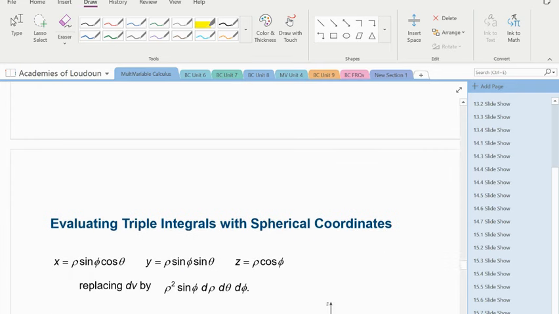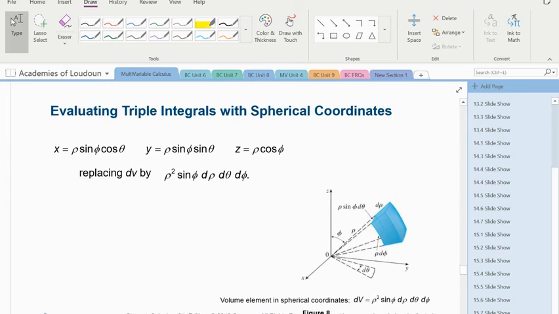This formula says that we can convert a triple integral from rectangular coordinates to spherical coordinates by substituting rho sine phi cosine theta for x, rho sine phi sine theta for y, and rho cosine phi for z, using the appropriate limits of integration, and then replacing dV by rho squared sine phi d rho, d theta, and d phi, as is illustrated in figure 8.